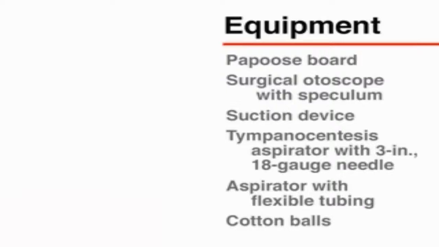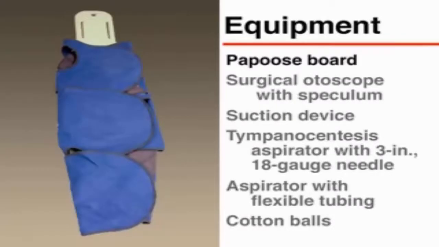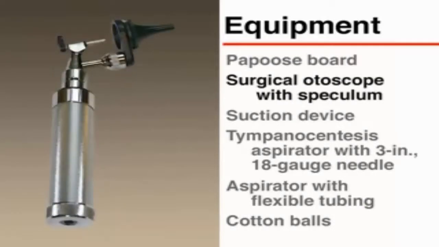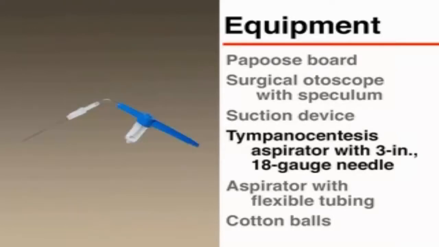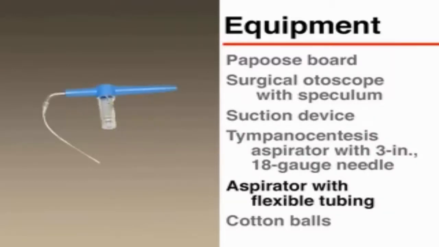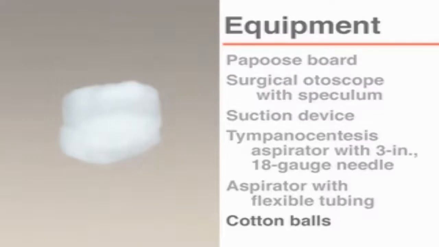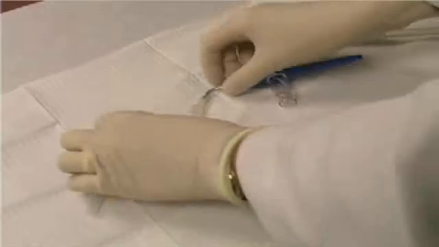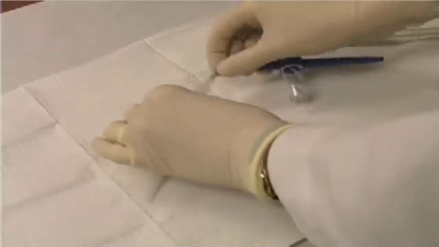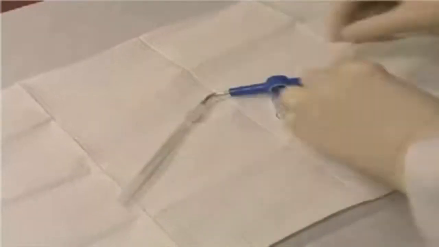The following equipment is necessary: a papoose board, a surgical otoscope with speculum, a suction device, a tympanocentesis aspirator with a 3-inch 18-gauge needle, a second aspirator with flexible tubing, and cotton balls. Attach the needle to the tympanocentesis aspirator, then attach the aspirator to the suction device.